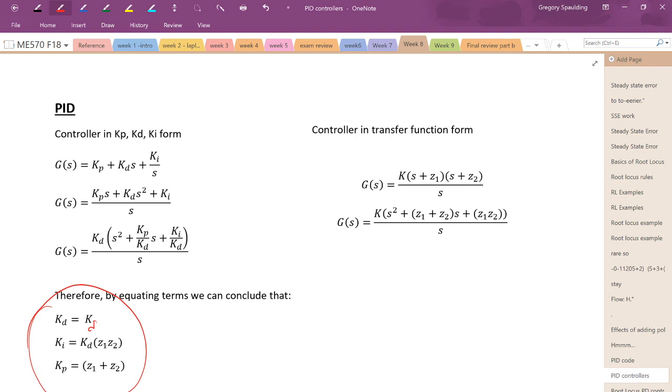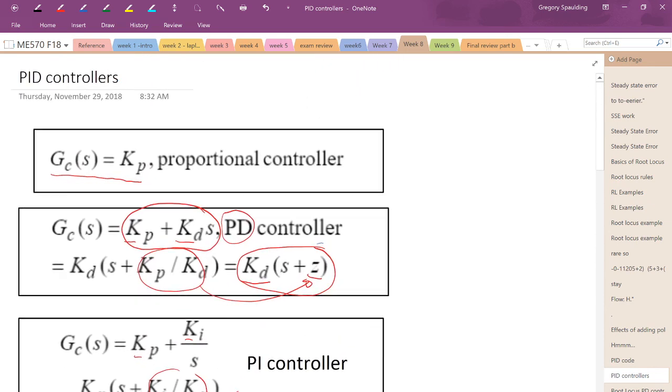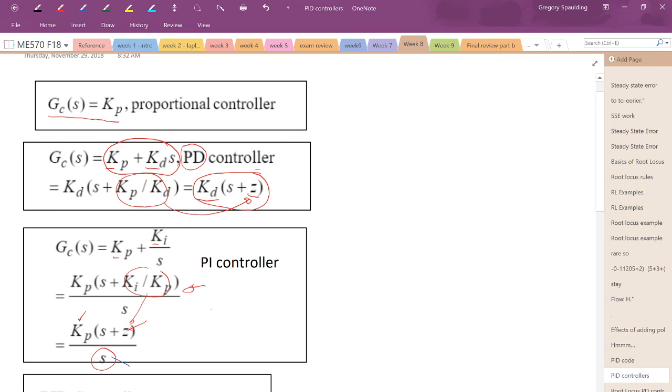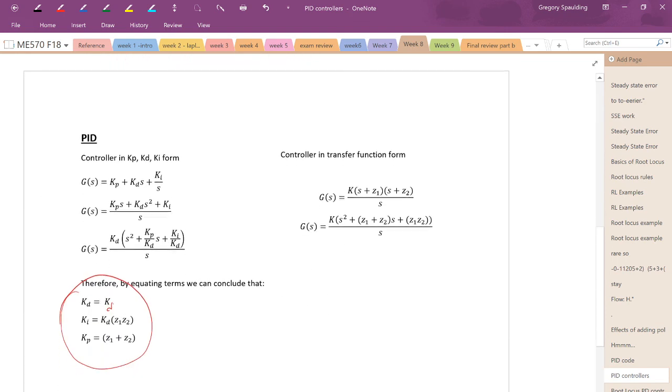So we can go back and forth between those, analyze it in the transfer function form or the pole zero gain form, and then implement it in terms of KP, KI, and KD. Okay, so this is an important thing for you to understand because it's a bit cryptic at first what the relationship is between these gains and what we're talking about in class in terms of poles, zeros, and gains. And this is the tie that brings those two together.